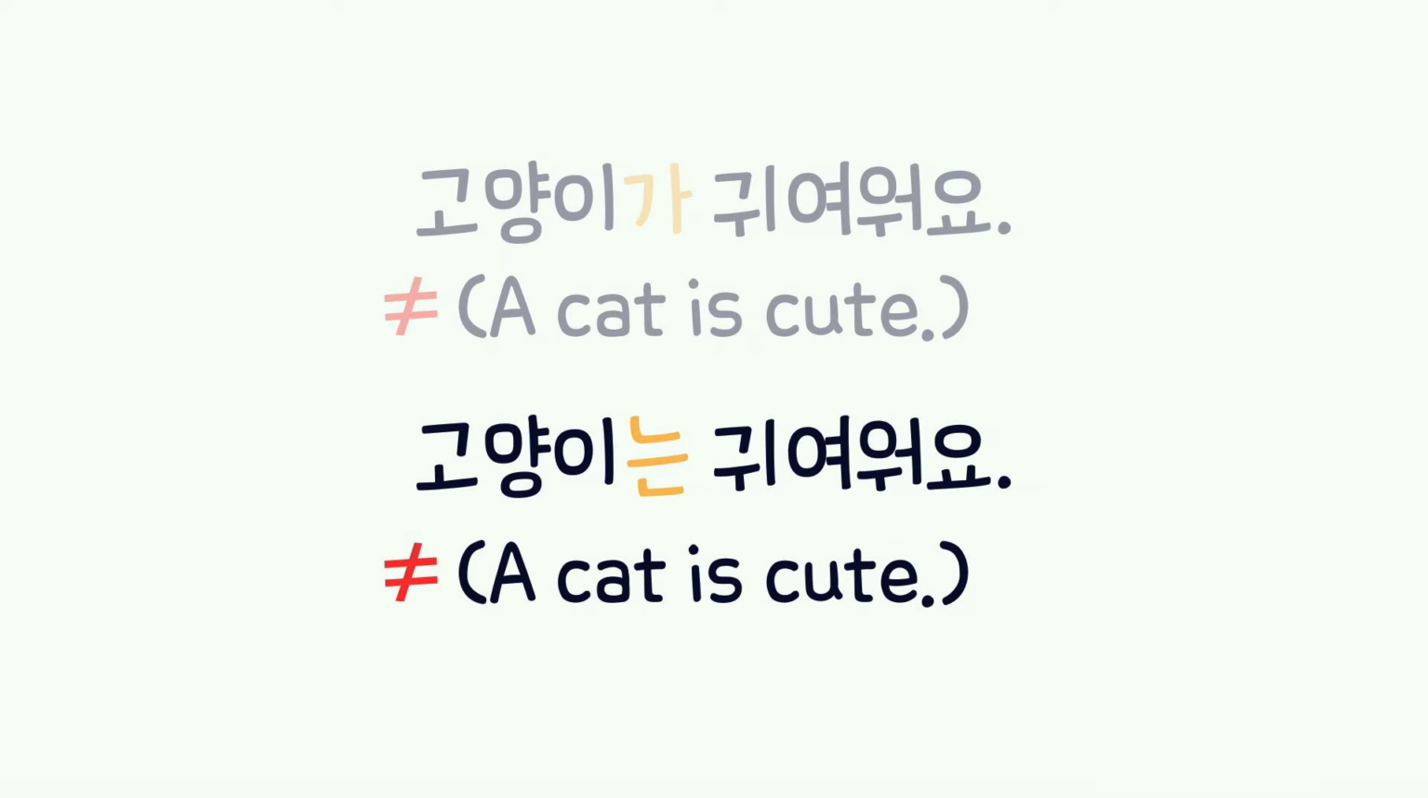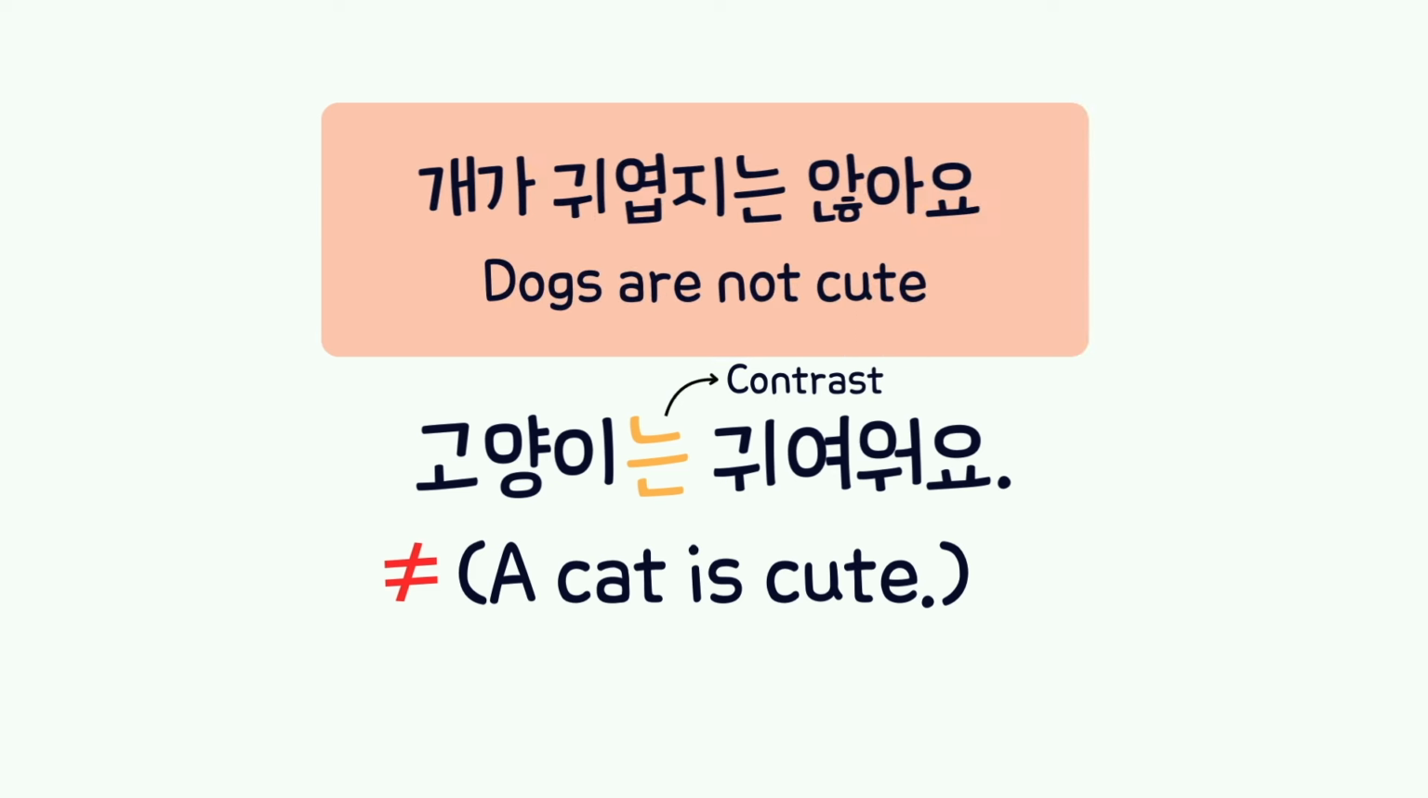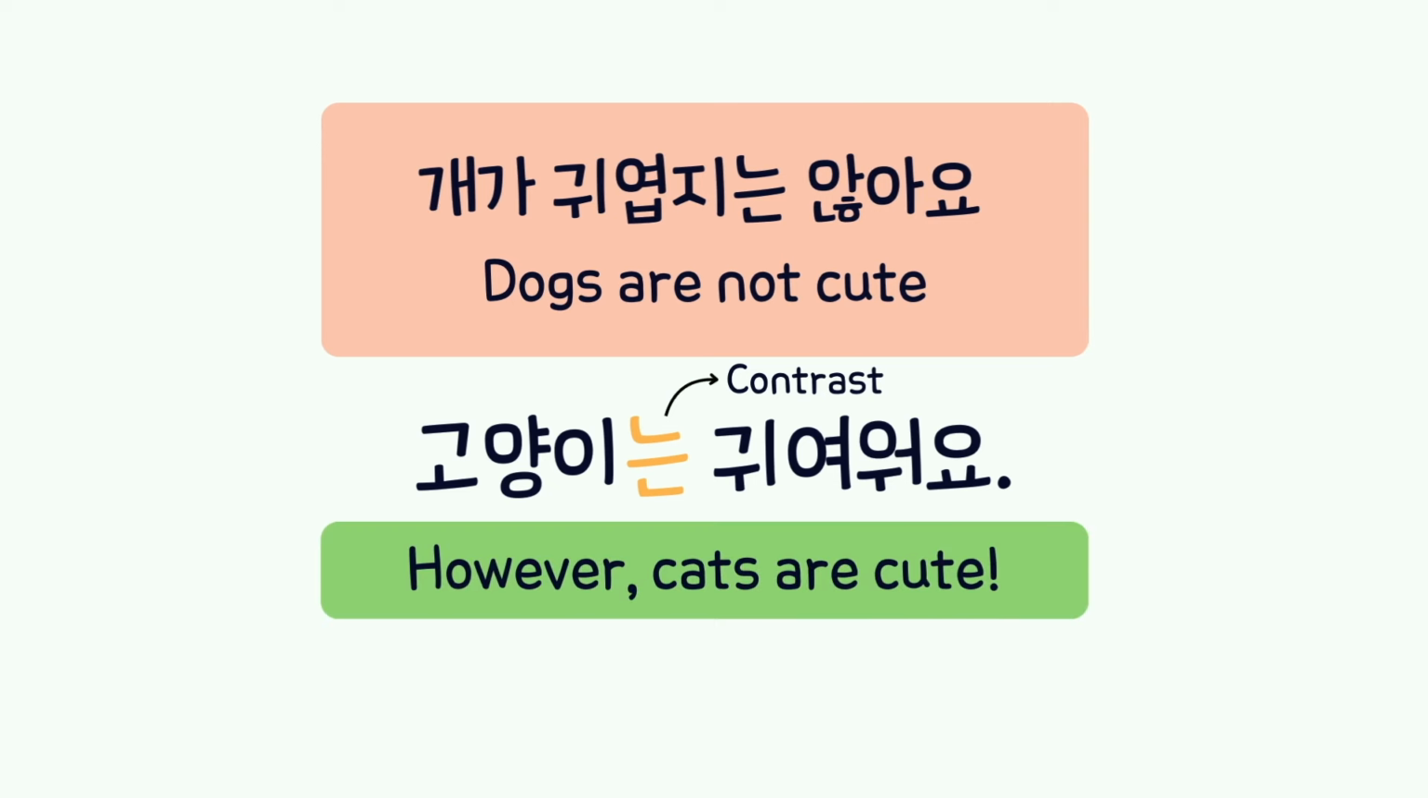Now, let's see why context is important in Korean. 는 often has context around it and is not used alone. 고양이는 귀여워요. It implies that you are drawing a contrast with the cat, such as 개가 귀엽진 않아요. 고양이는 귀여워요. It is like dogs are not cute, however, cats are cute. Especially for 는, context matters a lot because it often has a contrasting implication of subjects, action, or description.